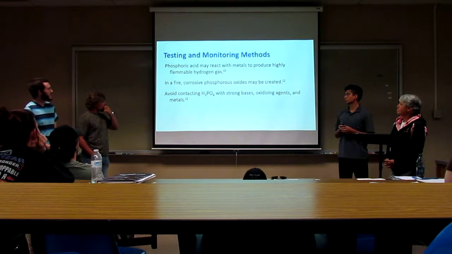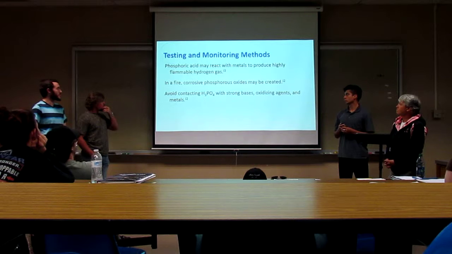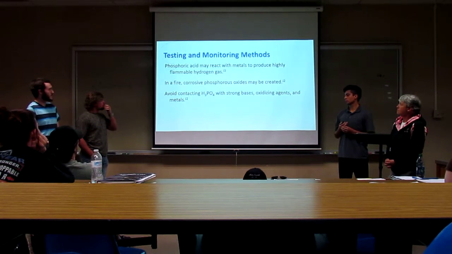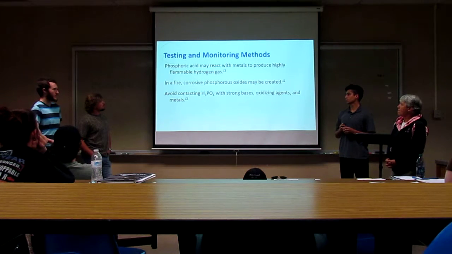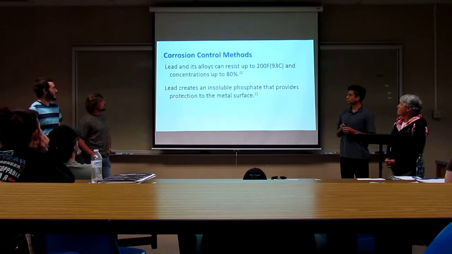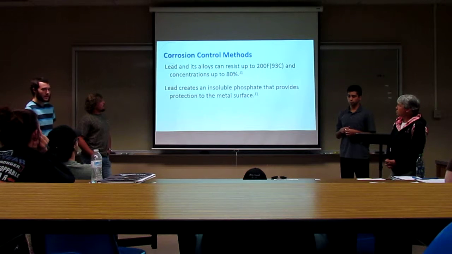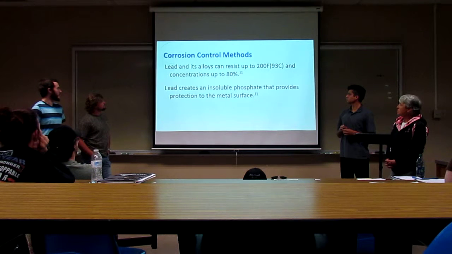Some testing and monitoring methods. Phosphoric acid can react with metals to produce highly flammable hydrogen gas. In a fire, corrosive phosphorus oxides can be created. So you could avoid contacting H3PO4 with strong bases, oxidizing agents, and resistant metals. Some corrosion control methods: lead and its alloys can resist up to 200 degrees Fahrenheit or 93 degrees Celsius, and concentrations up to 80%. Lead creates an insoluble phosphate that provides protection to the metal surface.